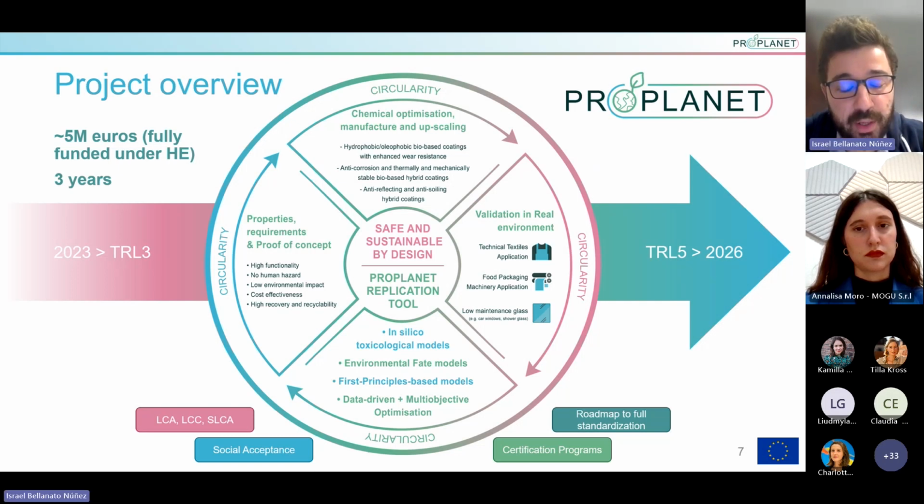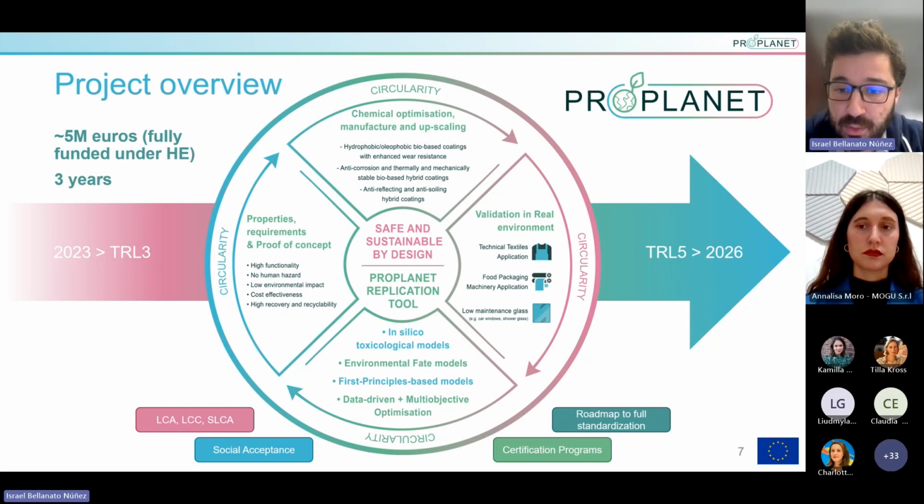Also, PROPLANET will cover life cycle assessment, life cycle costs, and social life cycle assessment. We are currently trying to enhance the social acceptance of the new materials we are going to develop.